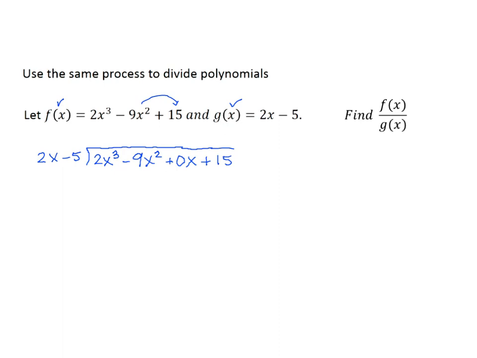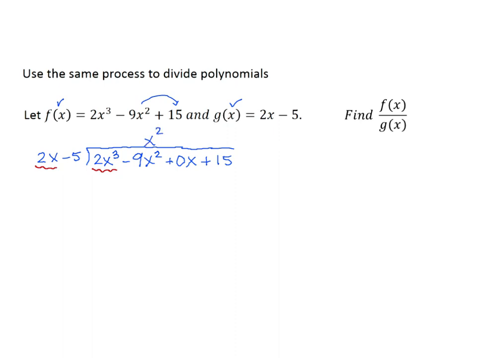Okay, so now let's start dividing. So just as in the long division that we looked at from 4th grade, we've got this 2x here, and we need to know how many times it goes into 2x cubed. Well, 2x times what will give me 2x cubed? Times x squared. So when I write x squared, I'm going to write it above my x squared term, right here.